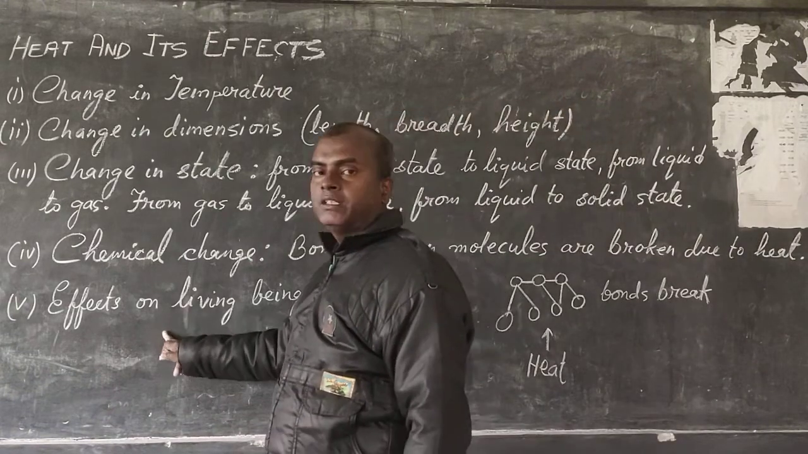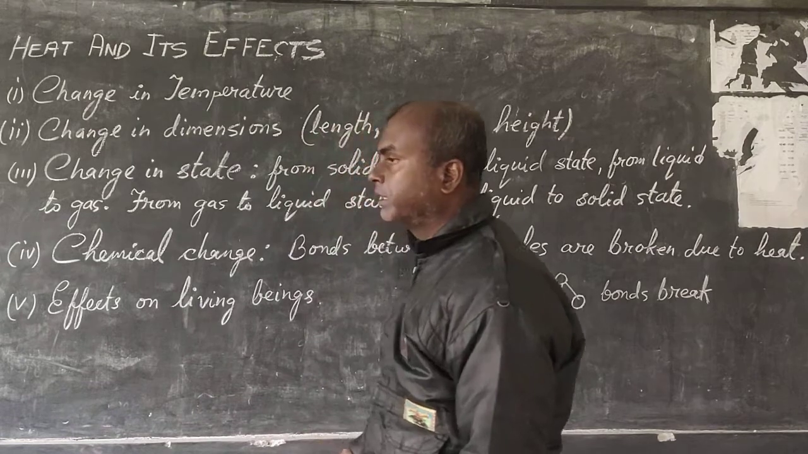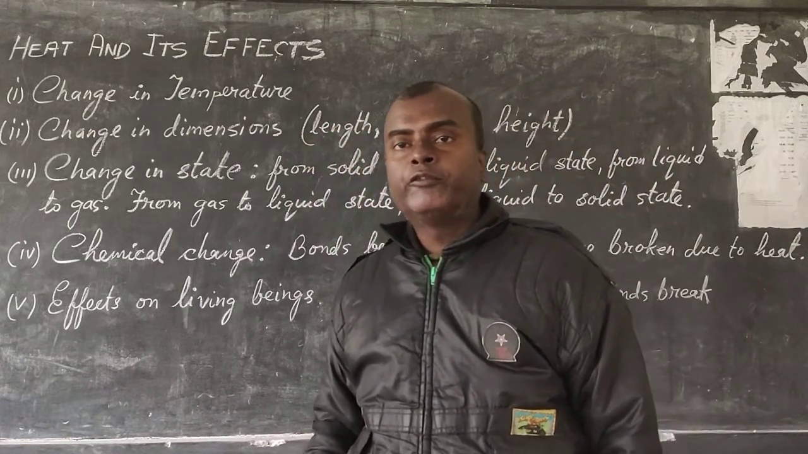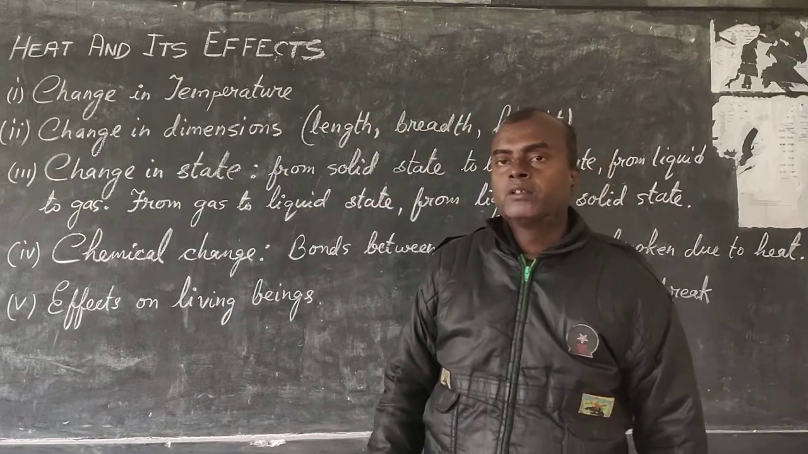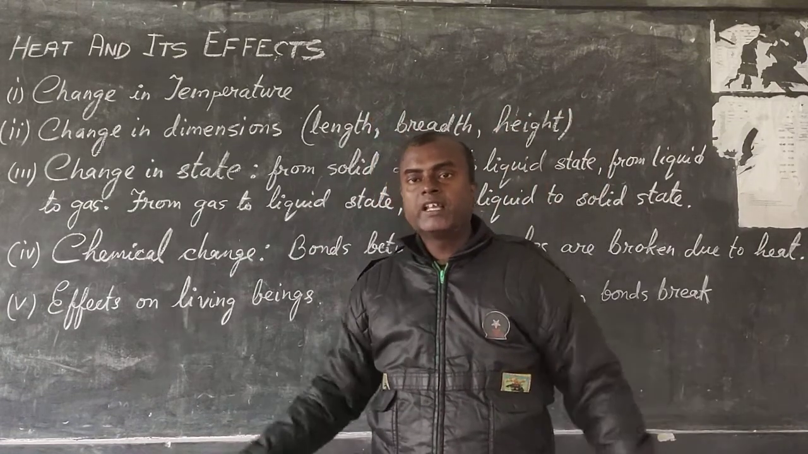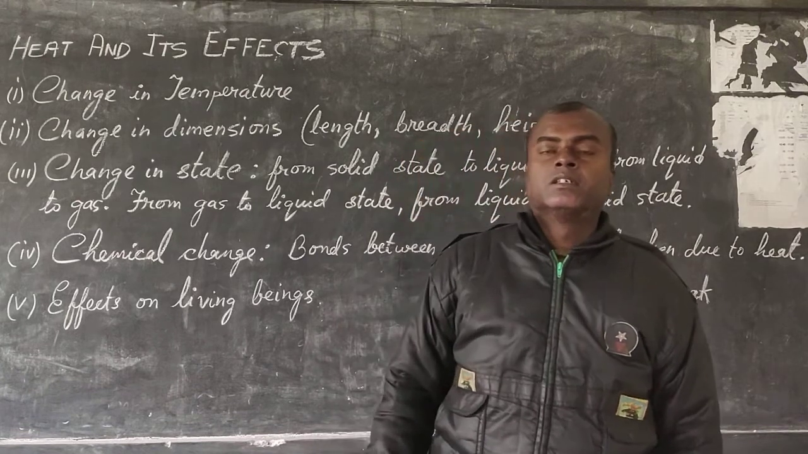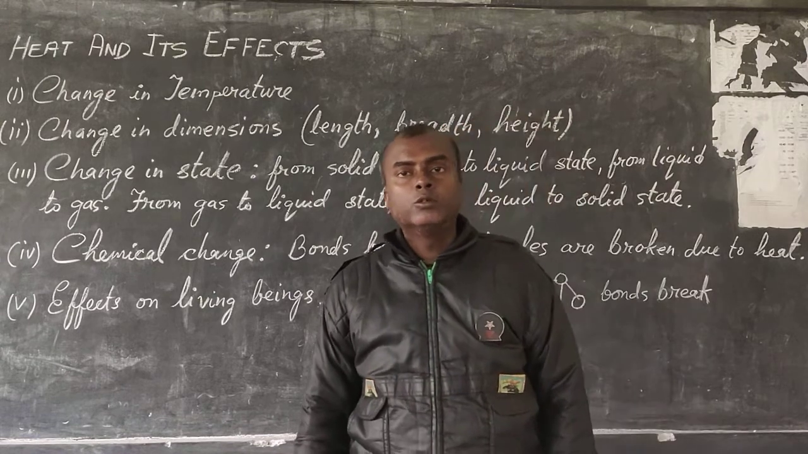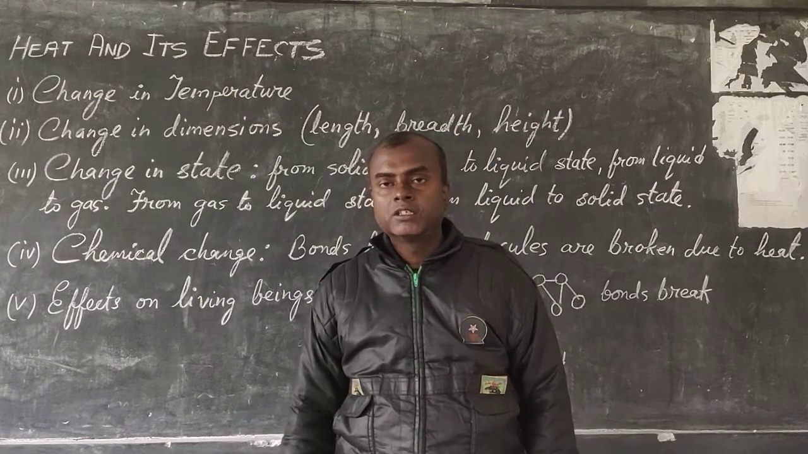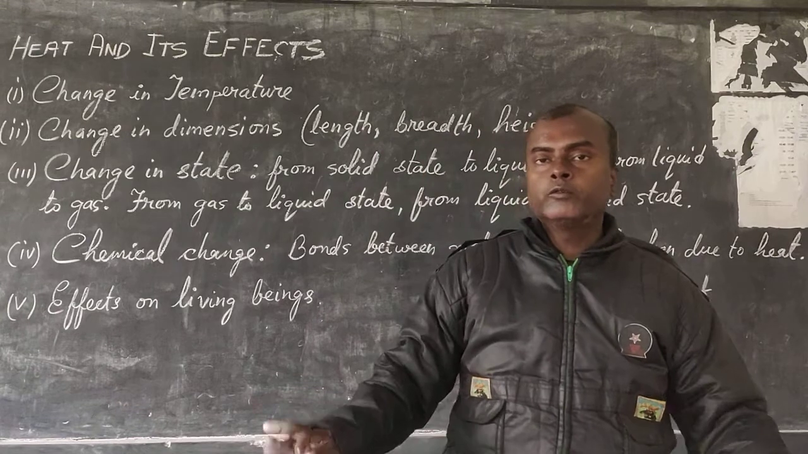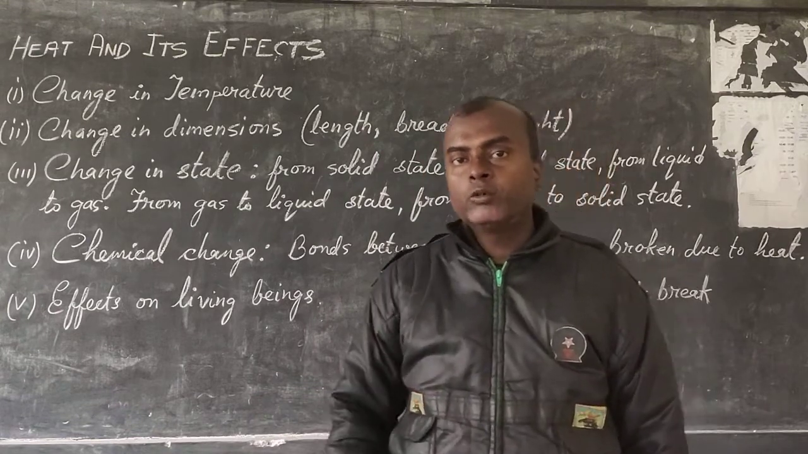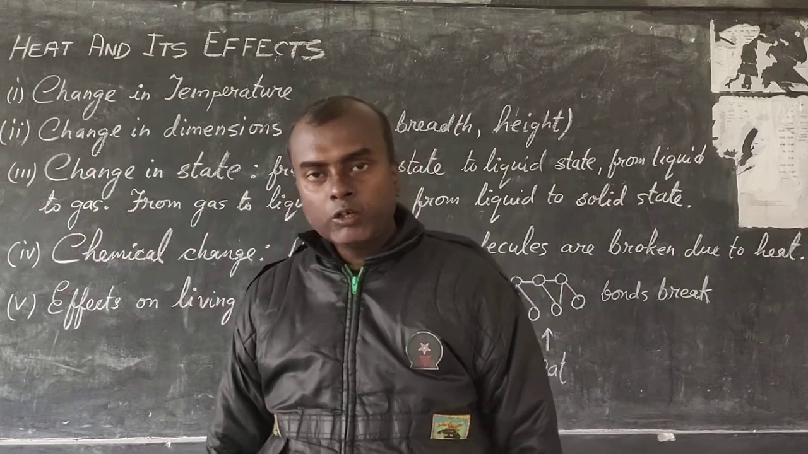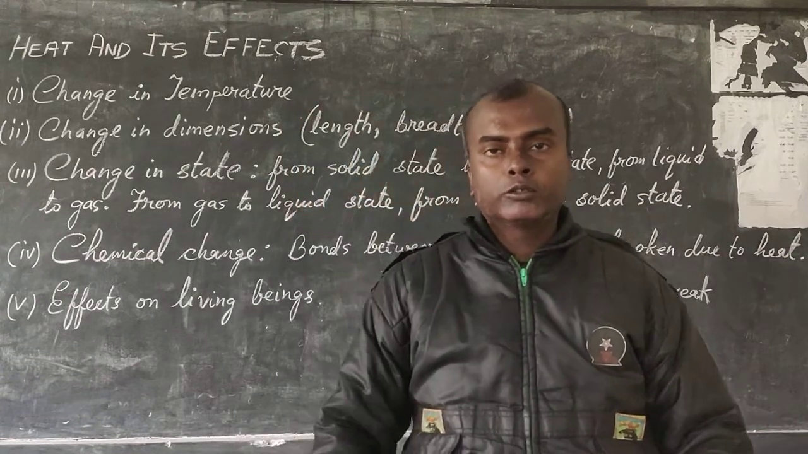Fifth effect that heat brings is effects on living beings. We all know that heat is crucial to life itself. Without heat, this planet would die. Just imagine. Photosynthesis wouldn't happen if there was no sunlight, sun's heat. No heat from the sun, no photosynthesis. No photosynthesis, no food for the plants. And if plants don't live, we don't have any chance, because plants give us oxygen. And not only oxygen, plants give us food also.